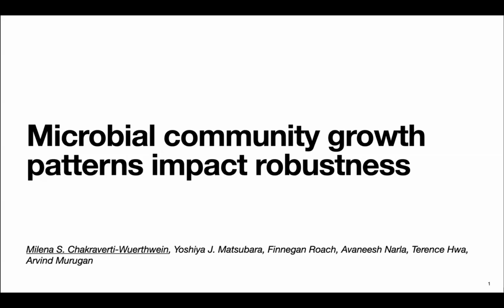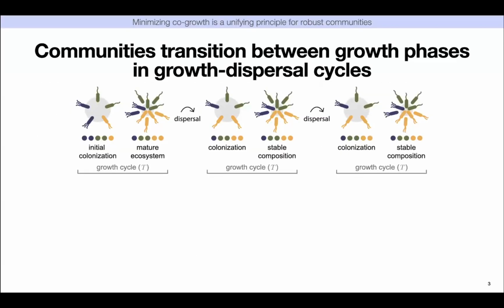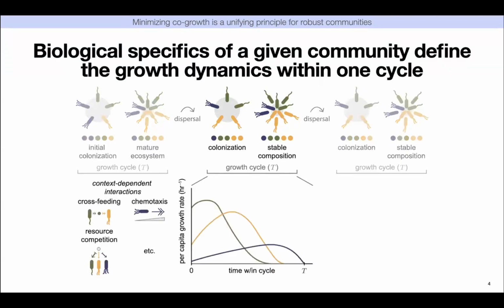And I am talking about microbial community growth patterns and how this impacts robustness, but more specifically, how minimizing co-growth is a unifying principle for robust communities. So in this work, we're considering communities that are transitioning between growth phases and growth dispersal cycles, and ultimately these communities have some sort of stable composition of multiple species in coexistence.